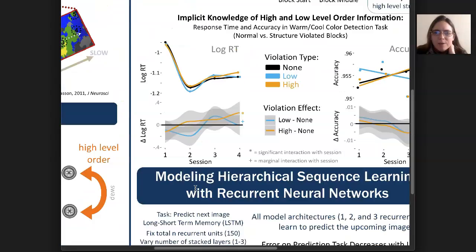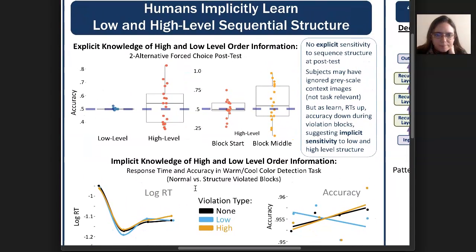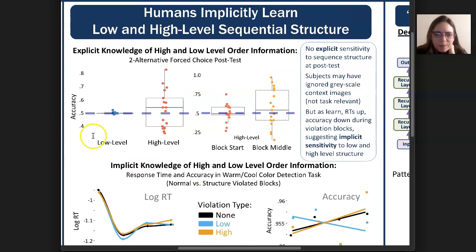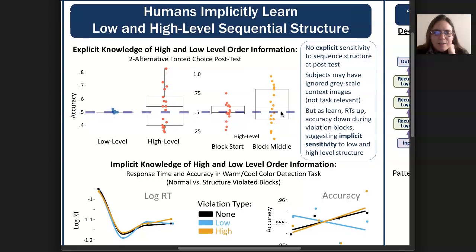Okay, so what do we find? There was no sensitivity on our explicit post-test. People were very bad at predicting which of the 2 images should come next given the context when you explicitly asked them to do that, and they had an equivalently good but context violating alternative to choose from. So yeah, that didn't pan out.